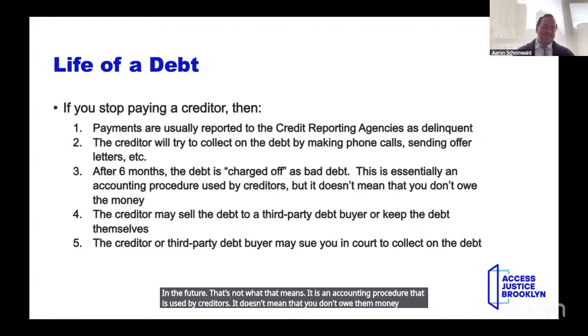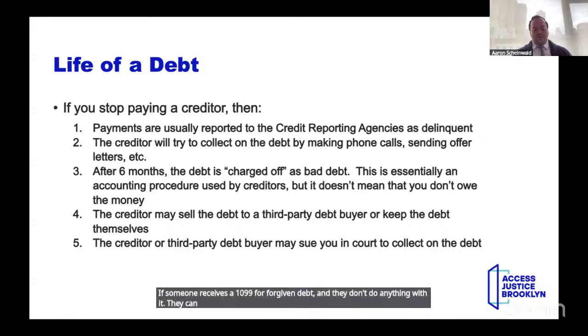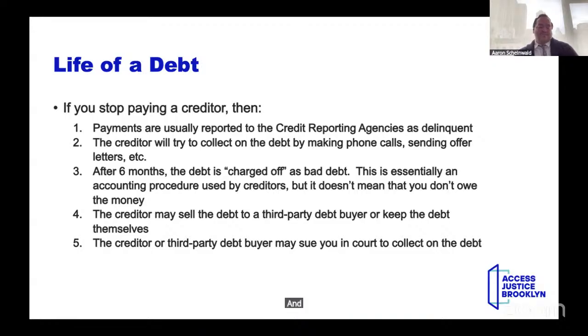There is potentially one exception to that, which is if someone receives a 1099 for forgiven debt. If someone receives a 1099 for forgiven debt and they don't do anything with it, they can't go to court, because there are cases about this, and say, I thought that based on this form that I received, that the debt was charged off and I don't owe any money because they're claiming this as a loss for accounting purposes. And so that means I don't owe the money. That is not a winning argument.